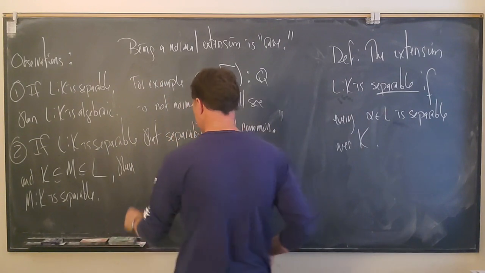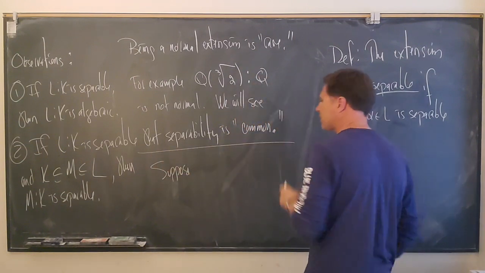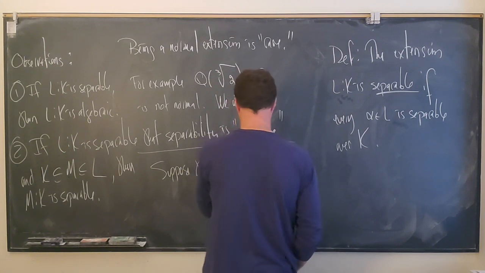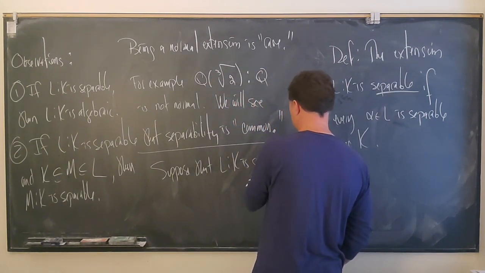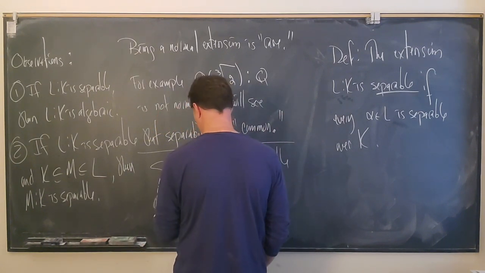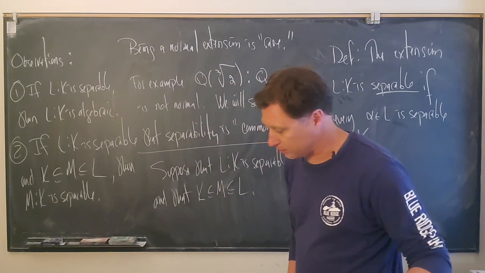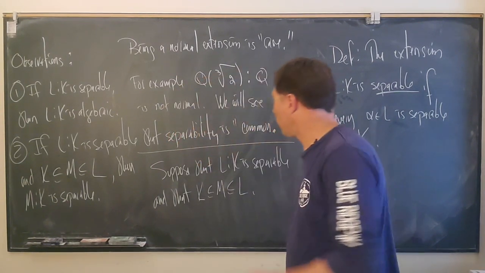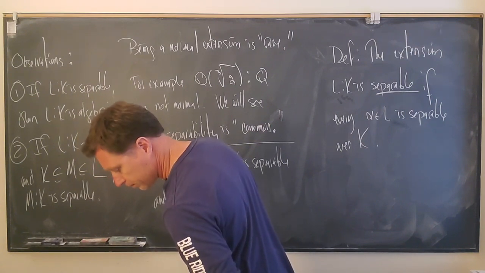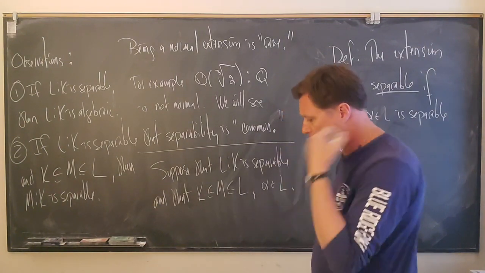Okay, so now suppose that L over K is separable, and that we've got this field in between K and L. So, we've got M sitting in between K and L. Oh, and one more thing. Let's take alpha in L.